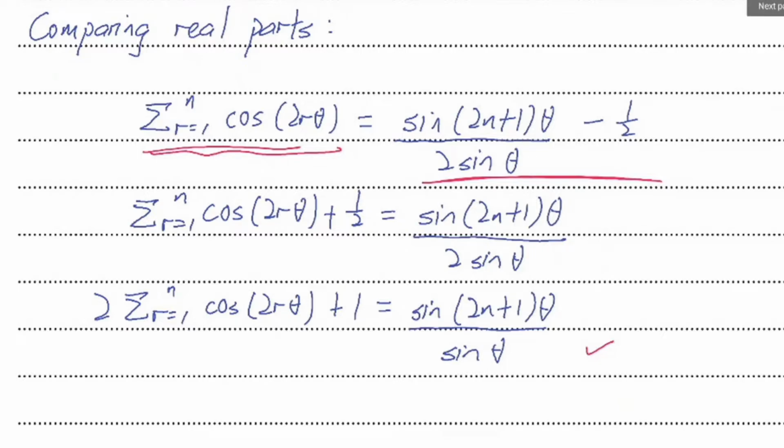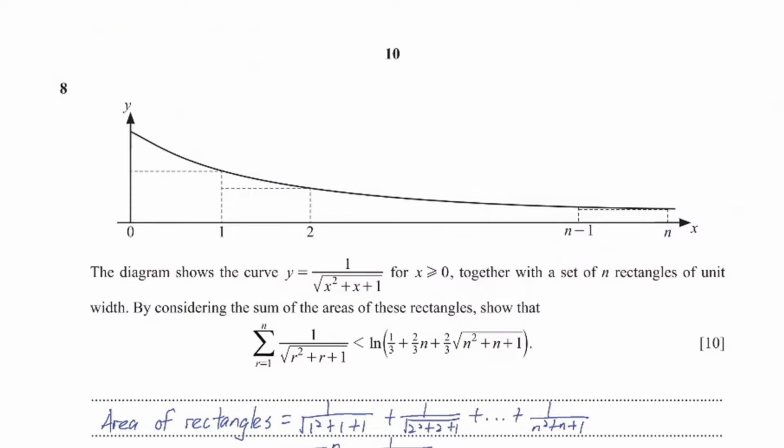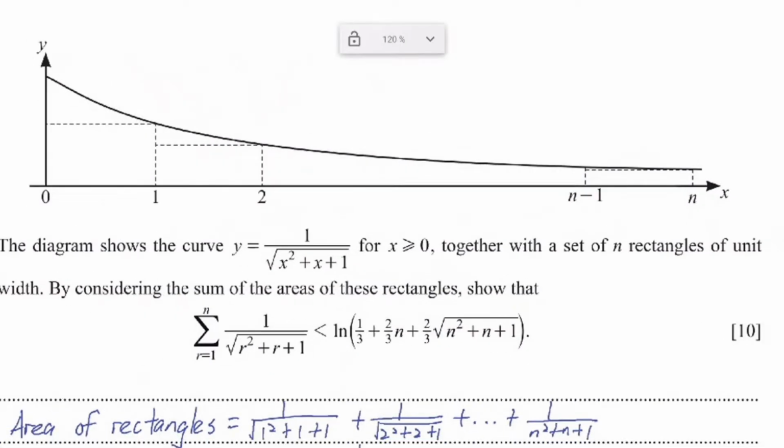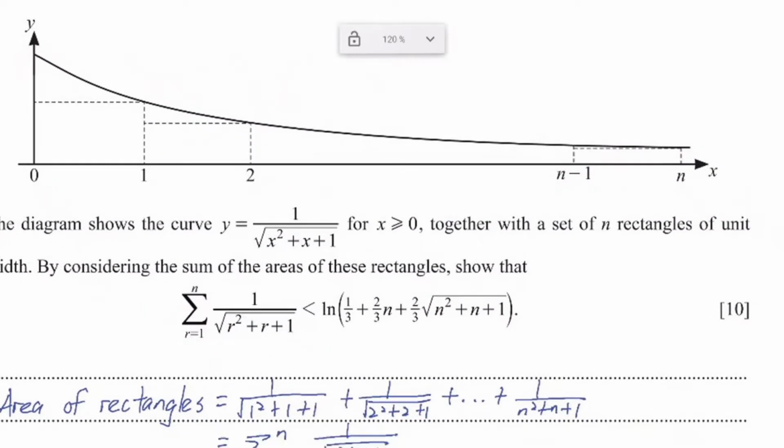Okay, let's look at the next part. This question is about the area of the rectangles. It has only one part and costs 10 marks. The diagram is usually for the first part, but since there is only one part, we just have to rely on this diagram here.